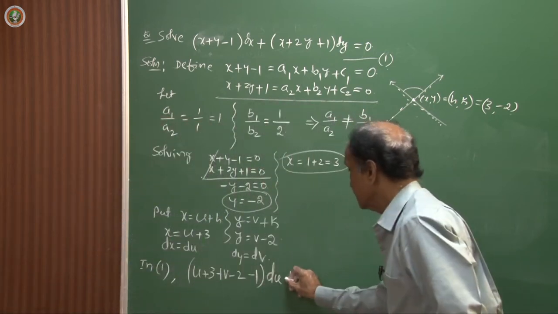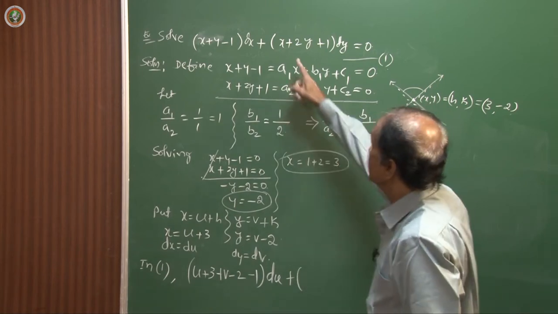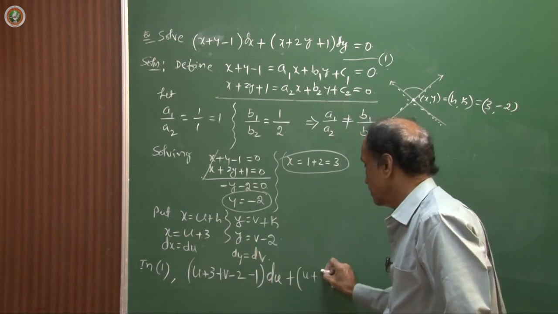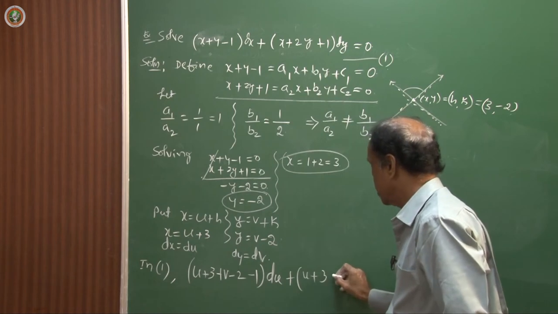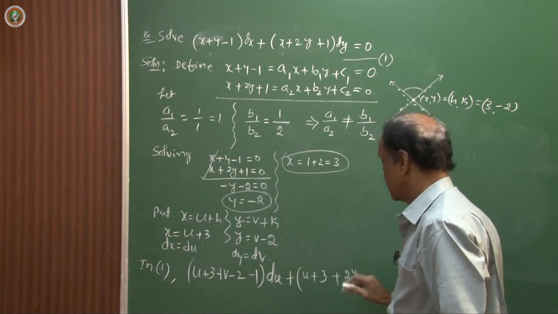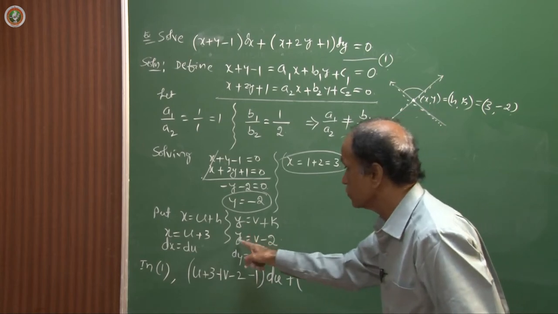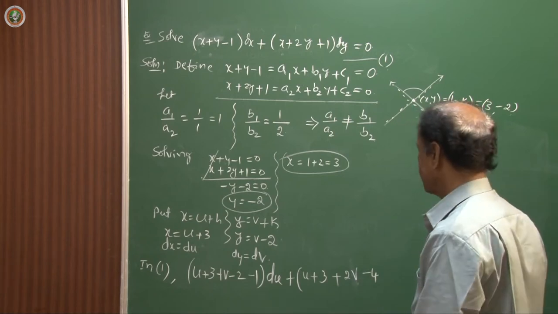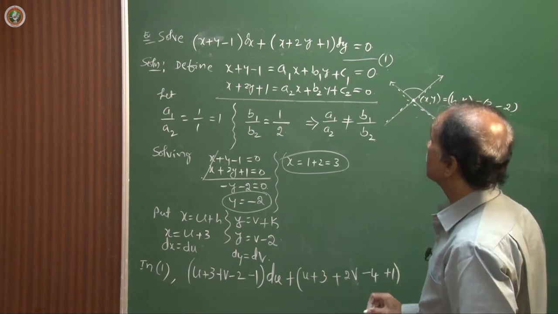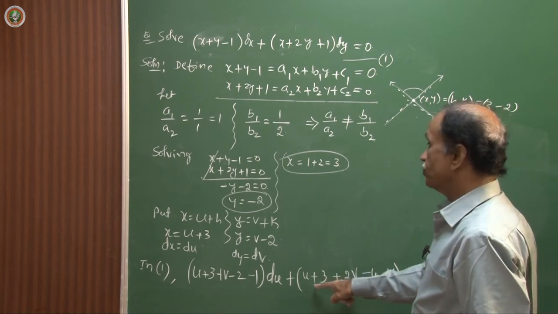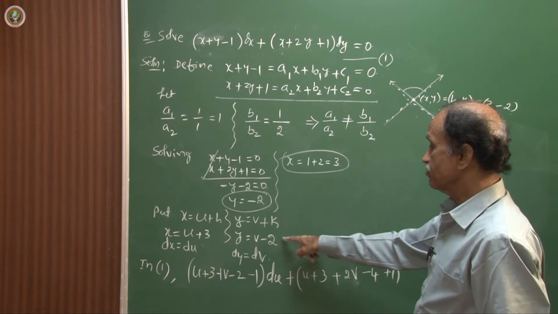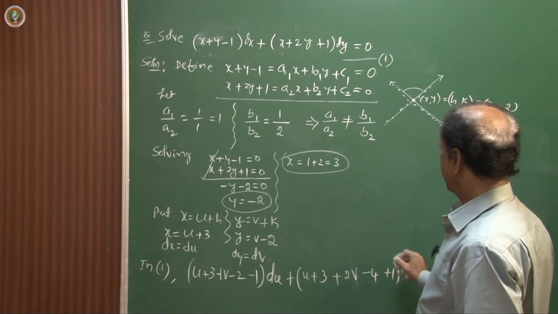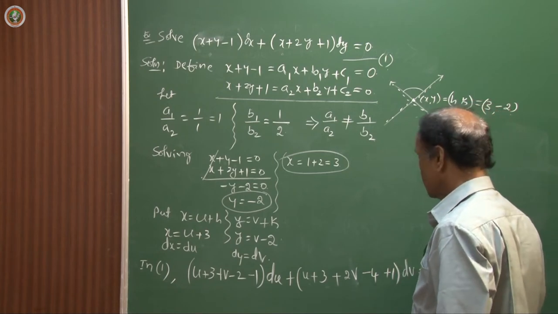And there is a plus sign in between. In the second bracket, x value, x is u plus 3, and in place of y multiplied by 2, that is 2v, since y is equal to v minus 2, and minus 4 and plus 1. What else? I think it is over. That is u plus 3 in place of x, in place of y v minus 2 multiplied by 2, and plus 1 as it is, and dy means it is dv, equal to 0.